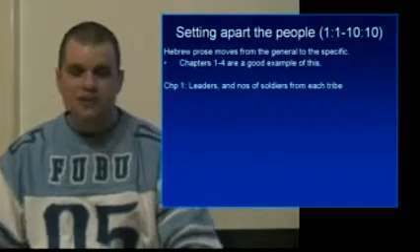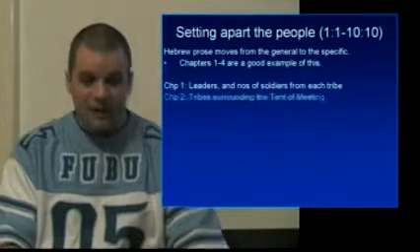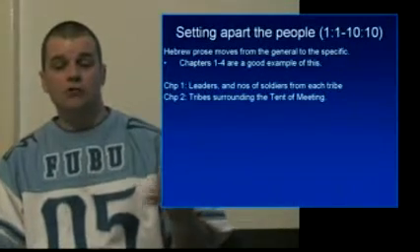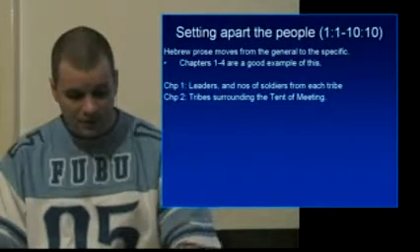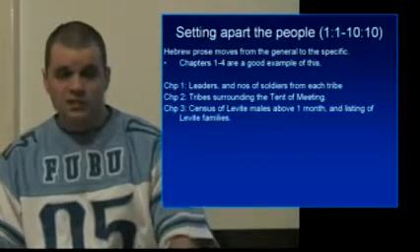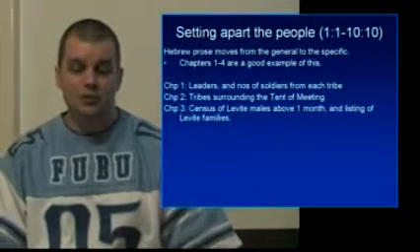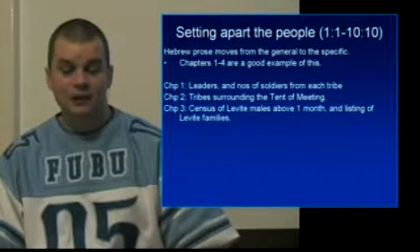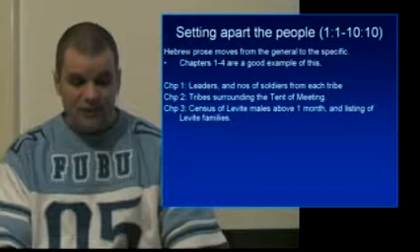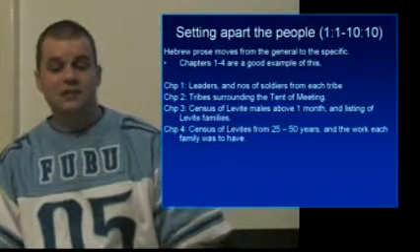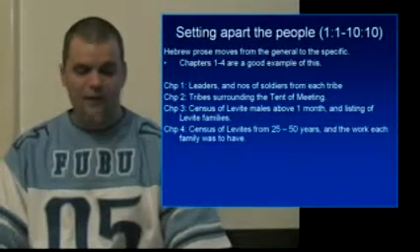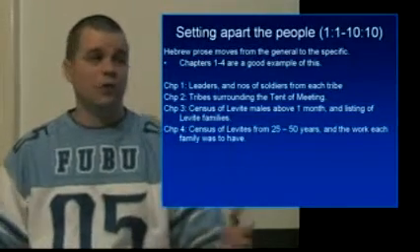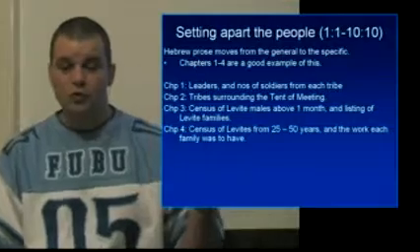So you've got leaders and a number of soldiers from each tribe, and then chapter 2, you've got the tribes surrounding the tent of meeting, which is in the middle of the camp. Then chapter 3, you've got a census of Levite males above 1 month and listing of Levite families. And then chapter 4, you've got a census of Levites from 25 to 30 years old and the work each family was to have. And obviously the work the Levites had was to do with the tent.